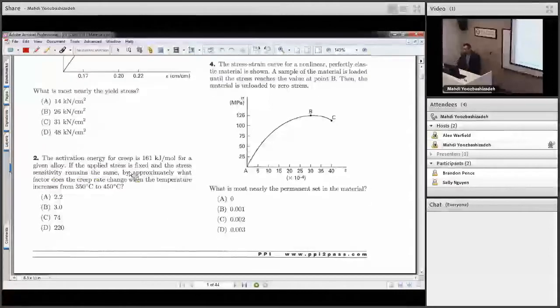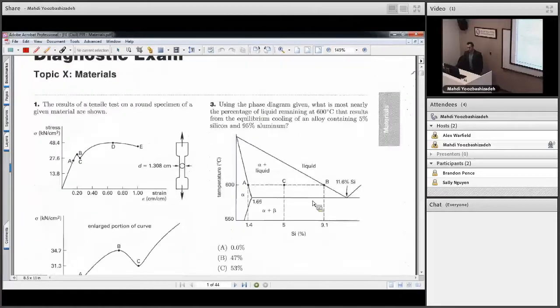The second was: the activation energy for creep is 161 kilojoule per mole for a given alloy. If the applied stress is fixed and the stress sensitivity remains the same, by approximately what factor does the creep rate change when there is a temperature change? So then you have to see what is the activation energy for creep, and you need that formula from your formulas handbook, and from there you go ahead and find the change in ratio. We're going to go through that as well.